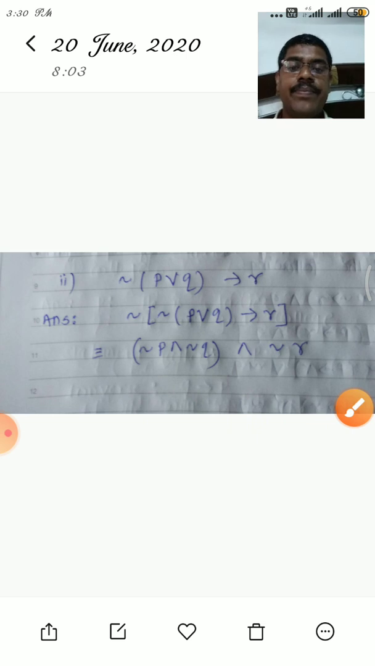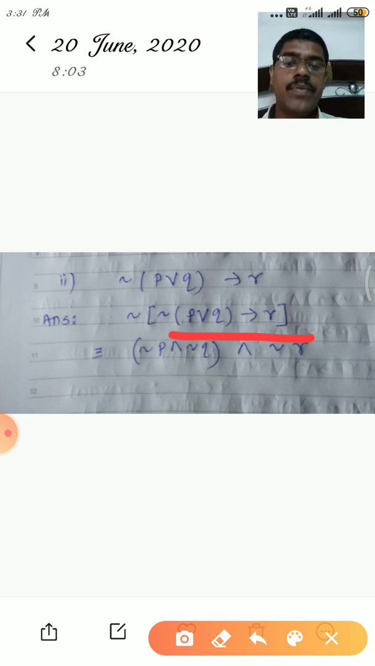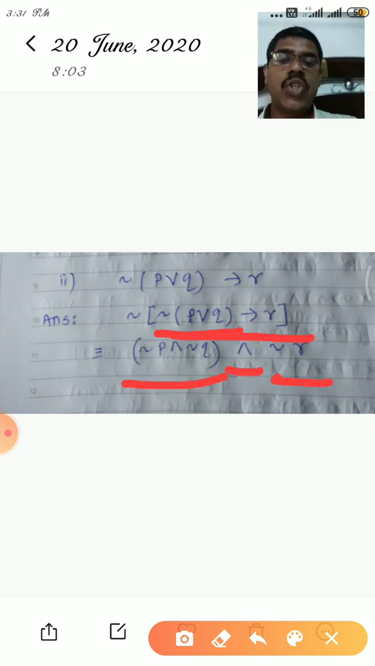The second example, negation of P or Q conditional R. We take the negation in bracket of P or Q conditional R. Then we apply the negation of a conditional, which gives negation of P or Q, and negation R. First, see the negation of P or Q. We apply De Morgan's law here, which gives negation P and negation Q, and then the conditional becomes AND negation R. That means the negation of P or Q conditional R is negation P and negation Q and negation R.